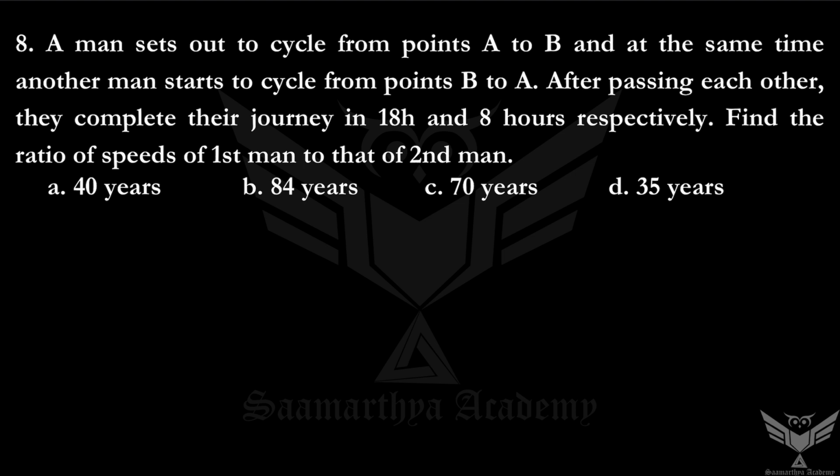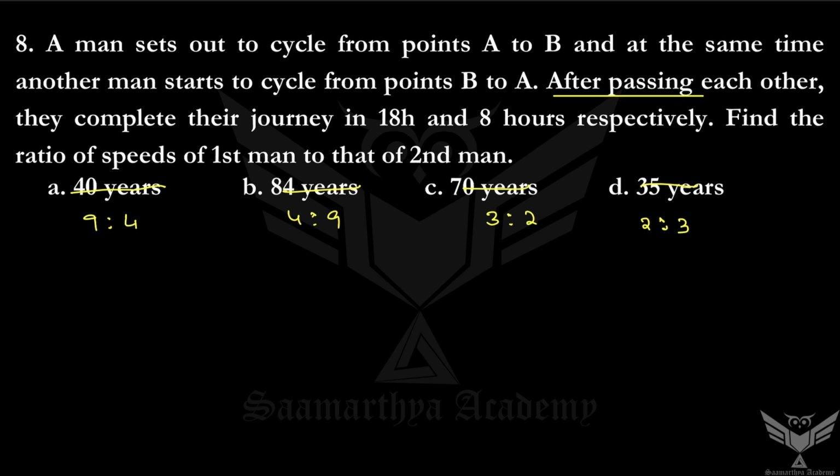So sorry, by mistake I gave some other options. So the actual options will be 9 is to 4, 4 is to 9, 3 is to 2, and 2 is to 3. These are the actual options. Now, what is given after crossing? After passing each other is the keyword here.